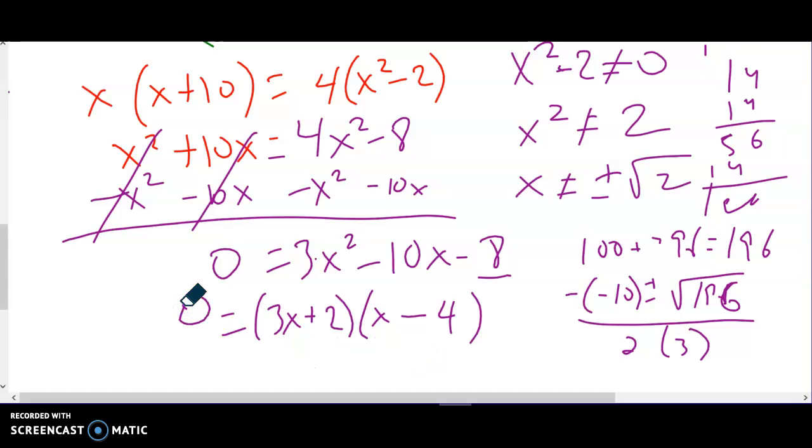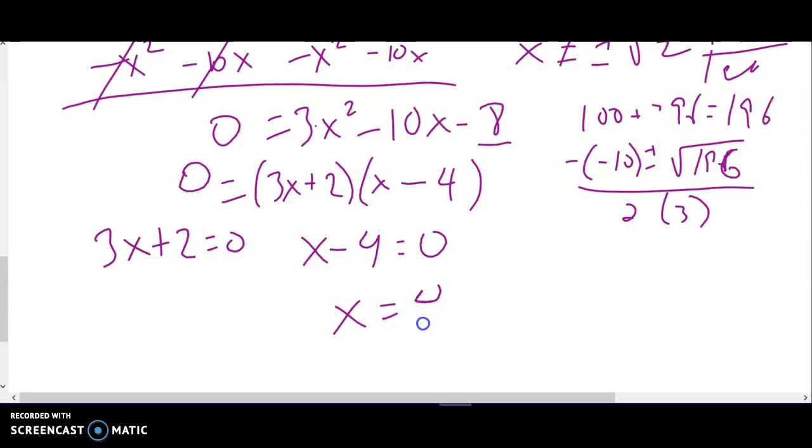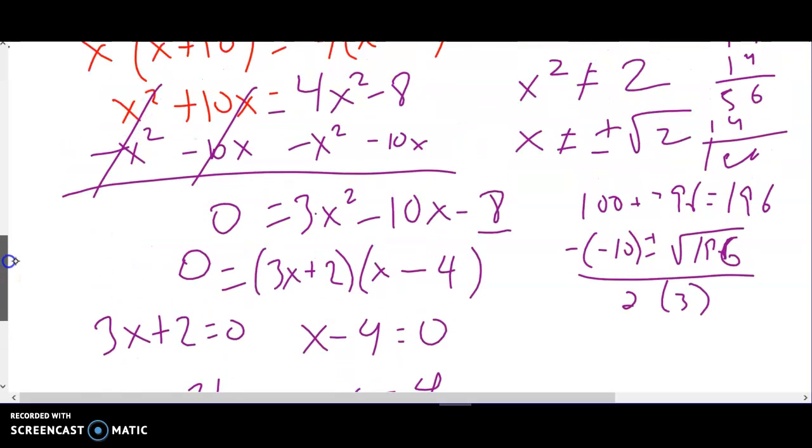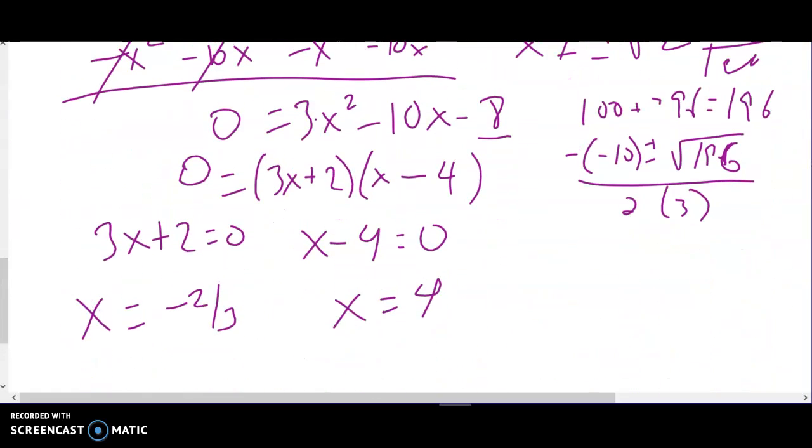All right. So why do we factor it? Well, we can set each factor equal to 0. So x is 4 is one potential solution. Minus 2 divided by 3. X is negative 2/3 is the other potential solution. Are those allowed in the original equation? Yes, they are. Cannot be 0, cannot be square root of 2. We did not get that.